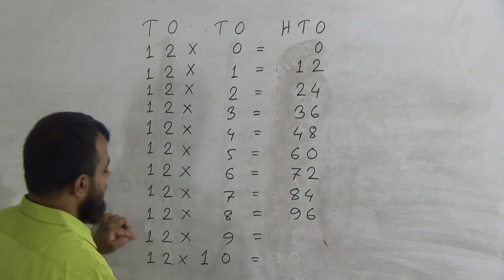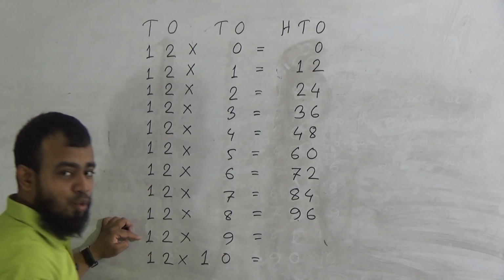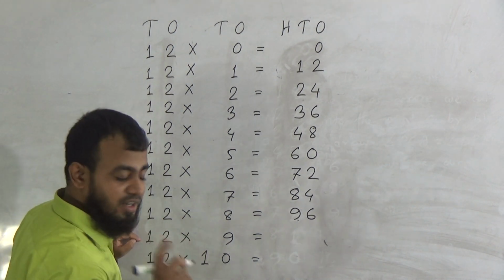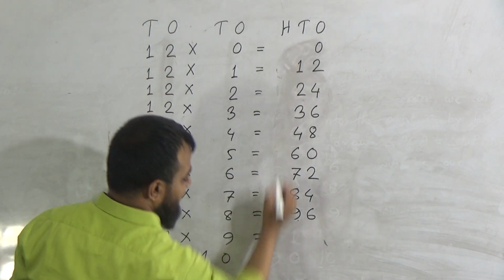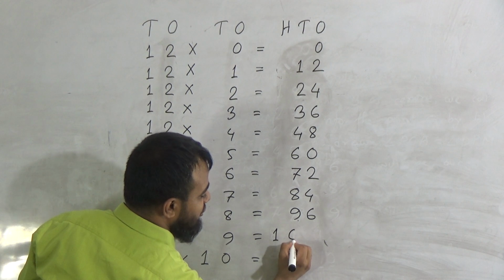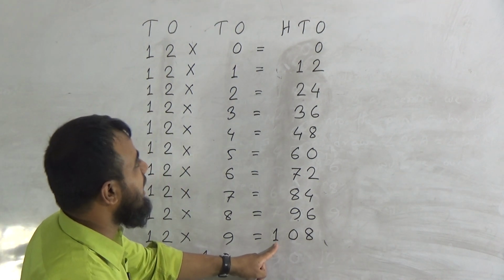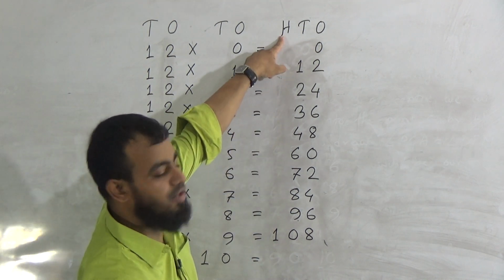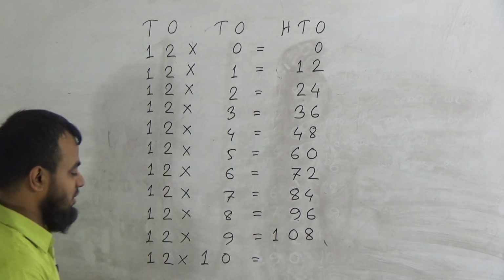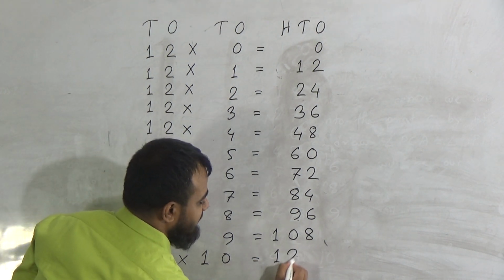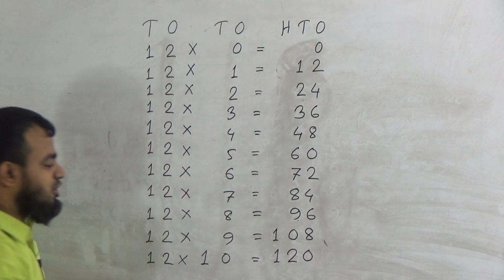Now dear students, 12 nines are 108. We have got 108. So we should write down in the hundreds place. It is 108. We should use this place 100. That is why I write down H here, because this is a double digit number. Okay, now 12 tens are 120. It is our times table of 12.